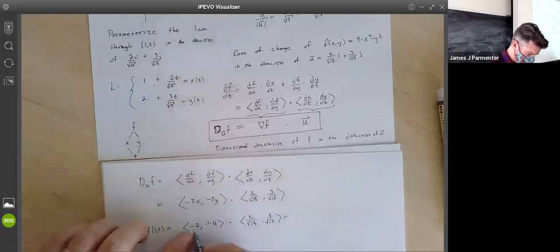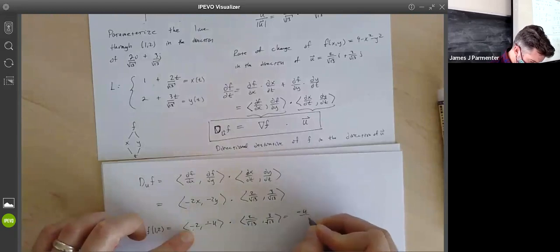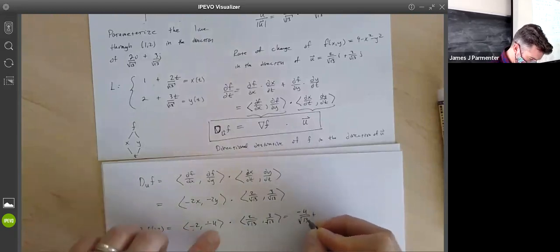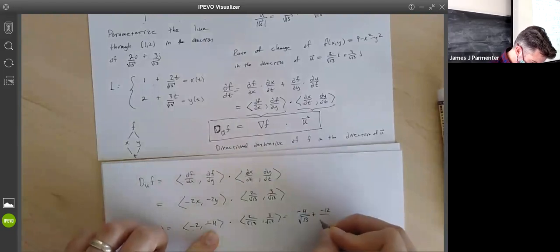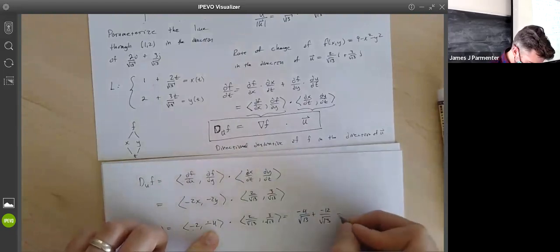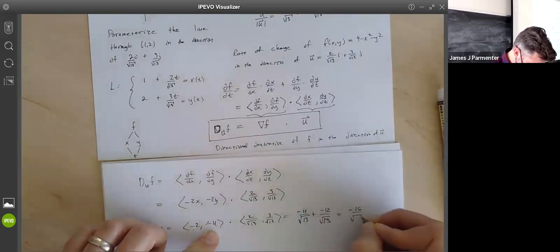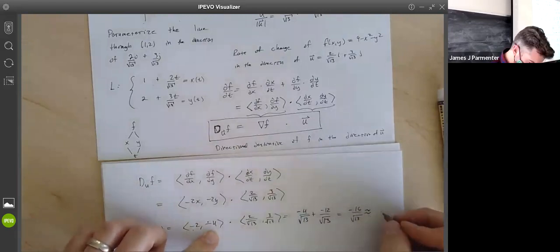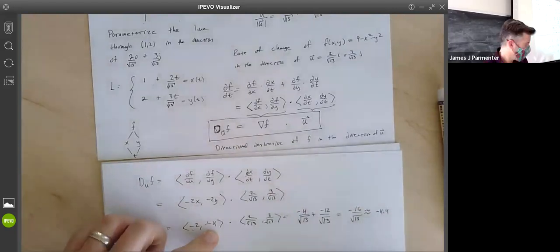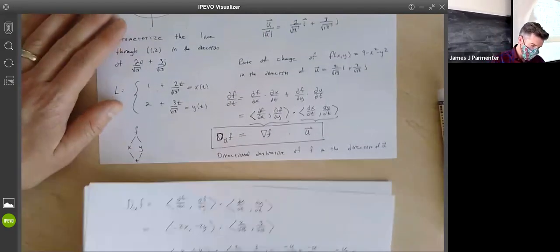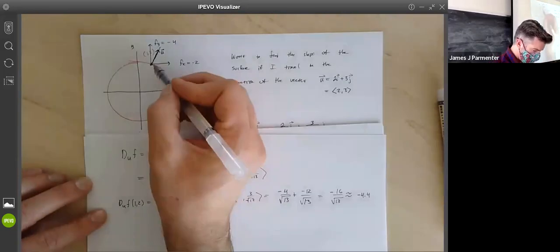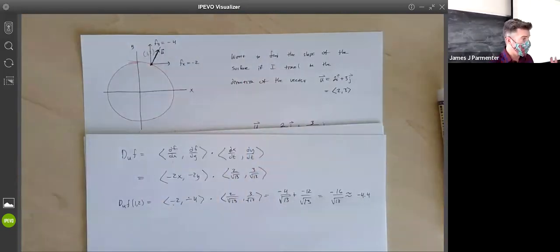So we end up with -2 times 2/√13, which is -4/√13, plus -4 times 3, which is -12/√13, for a final result of -16/√13, which is approximately -4.4. So what we're saying with all of this is, specifically here, if you move in that direction away from the center, your slope in that direction is approximately -4.4. Meaning for every 1 unit you move outward, you move 4.4 units downward.